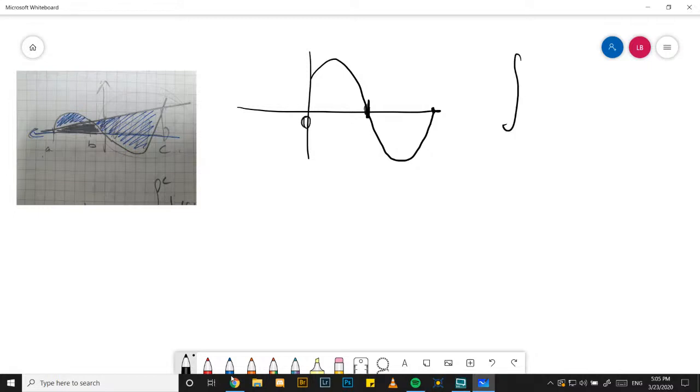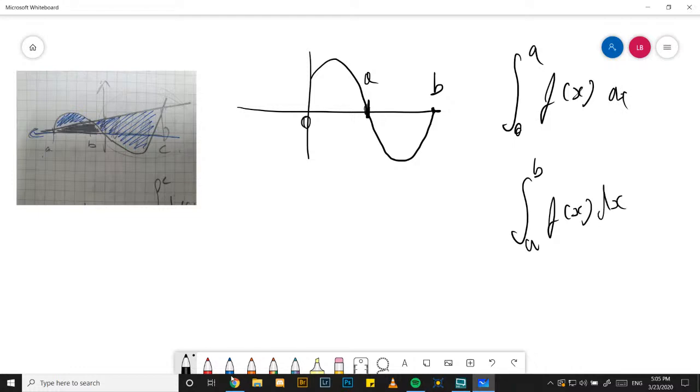So say this is 0, this is A, and this is B. You evaluate from 0 to A of f of x. And then when you're evaluating from A to B of f of x, you know that you're going to end up with a negative value. So you add in a negative in front of it to make sure it is still going to be positive, so you find out the total area.